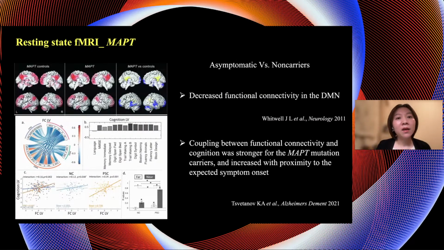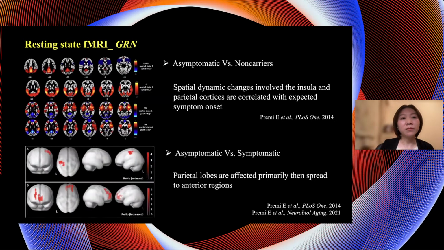Let's move to the fMRI. fMRI was used in asymptomatic MAPT mutation carriers versus non-carriers. The first report, from more than 10 years ago, showed decreased functional connectivity in the default mode network. But a very recent study has demonstrated that the coupling between functional connectivity and cognition was stronger for the MAPT mutation carriers compared to the controls. And this relationship increased when they were closer to the expected symptom onset age.